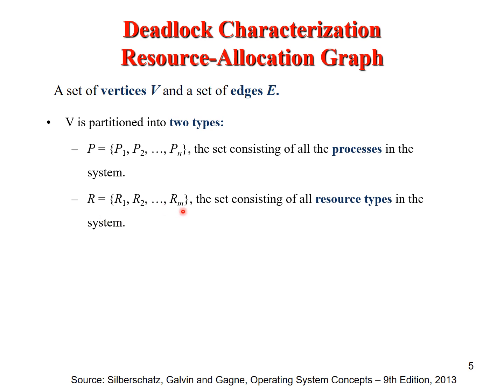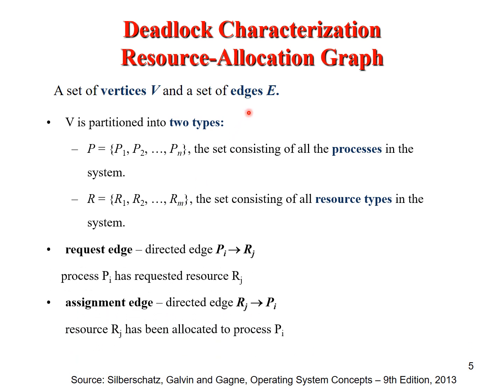In case of edges E, the edge could be a request edge or an assignment edge. A request edge means a process Pi is requesting a resource Rj. It's a directed edge, from Pi to the resource Rj. Whereas the assignment edge is again a directed edge, but the arrow goes from the resource to the process, which means this resource Rj has been allocated to the process Pi.